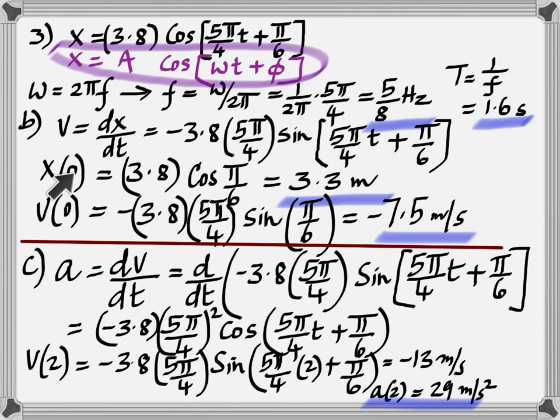And then to find the displacement at 0, just plug in t equal to 0 in that equation. Do the same to find the velocity at time 0. So plug in t equal to 0 in this equation, that gives you that. And again, to find the acceleration, differentiate one more time with time. And then finally plug in t is 2 seconds to find the velocity at 2 seconds.